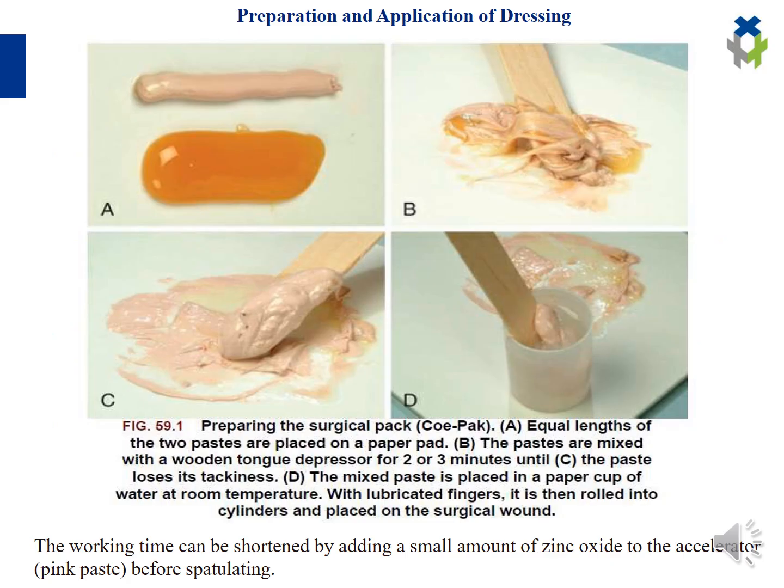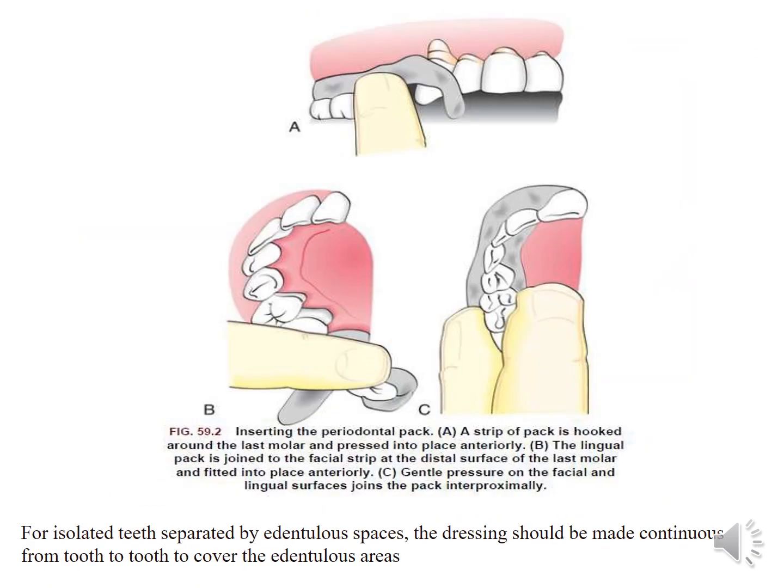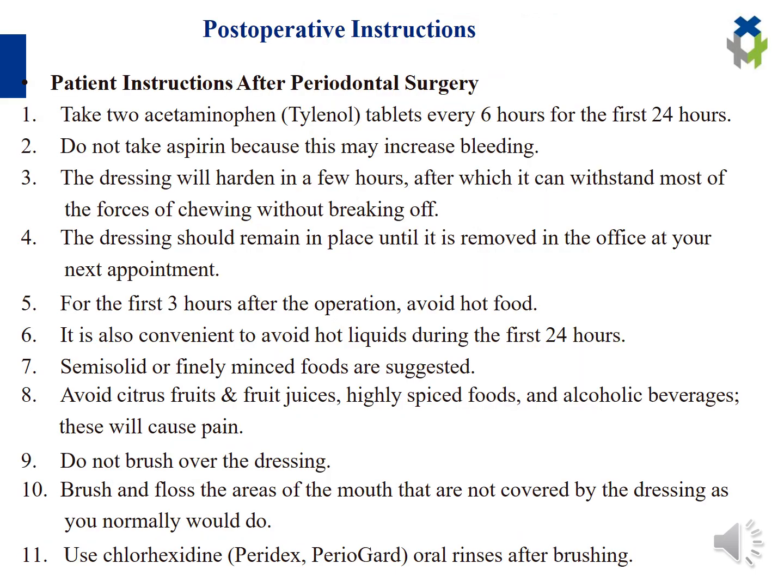This is the preparation. Make sure that you dispense an equal amount of base and catalyst. Gently mix in a circular motion until it loses its tackiness. You can place it over this region and apply gentle pressure. Can you see the insertion of the periodontal pack? A strip of pack is hooked around the last molar and pressed into place anteriorly. The lingual pack is joined to the facial strip at the distal surface. Gentle pressure on the facial and lingual surfaces joins it interproximally.